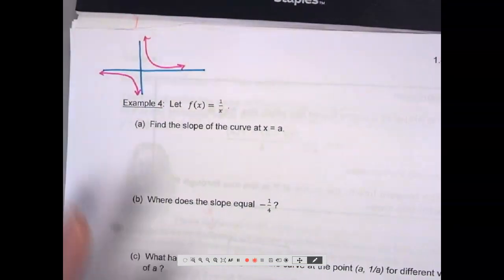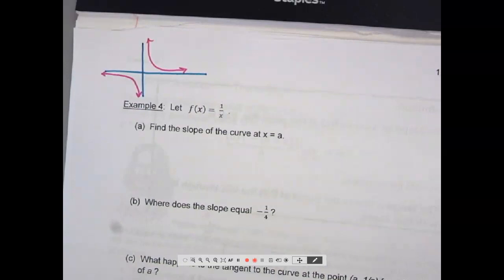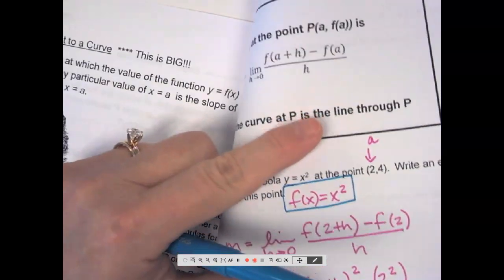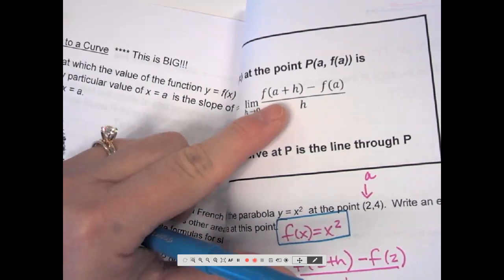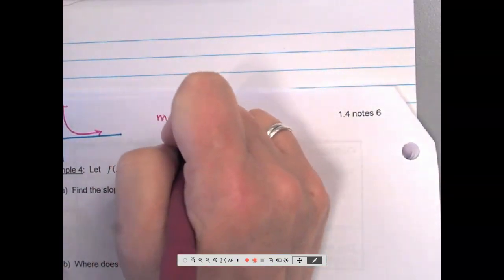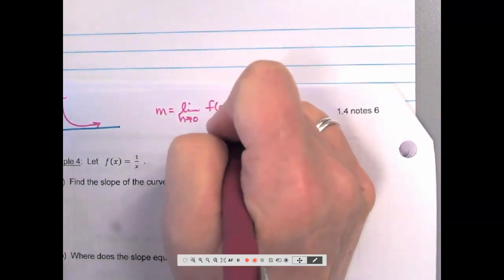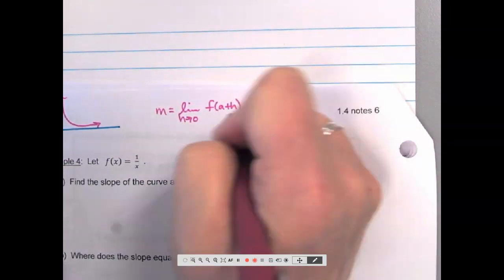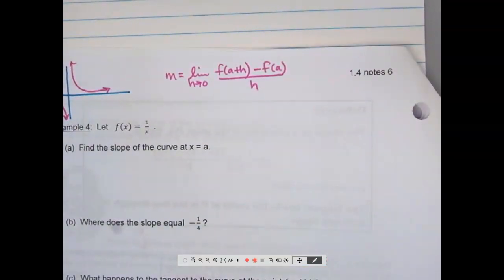Okay, so there's our graph 1 over x. We want to find the slope of the curve at x equals a. Just a generic value. Okay, so I'm going to use this again and set it up. But what is a? It's just going to be a. All right, so let me write this at the top again. M equals the limit as h approaches 0 of f of a plus h minus f of a over h. You can flip back and forth or write that at the top.